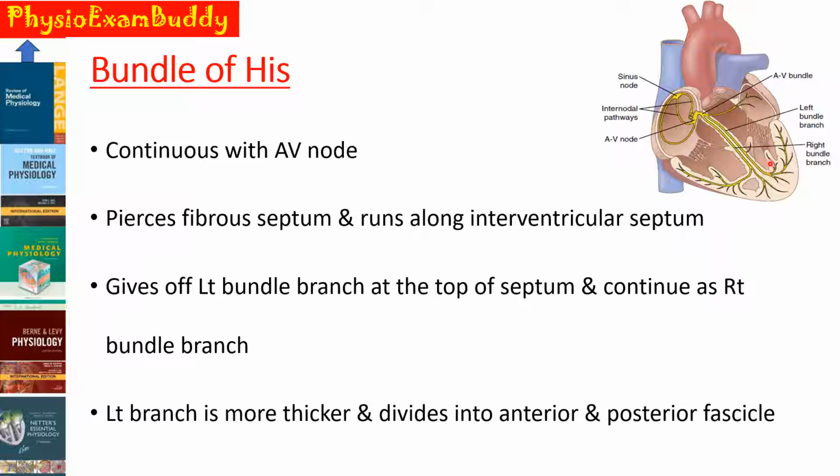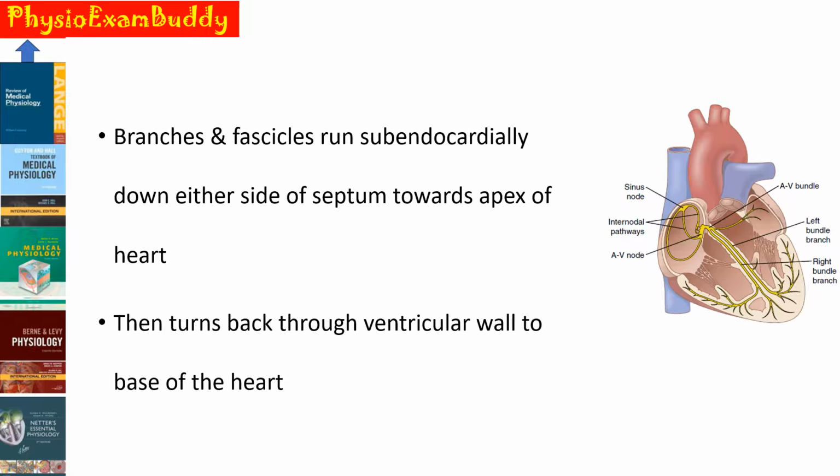The branches and the fascicles run subendocardially down on either side of the septum towards the apex of the heart, and then return through the ventricular wall to the base of the heart. So we can see here that the branches and the fascicles run subendocardially down either side of the septum towards the apex of the heart, and when it reaches the apex, it turns back through the ventricular wall to the base of the heart. This is the apex of the heart and this is the base of the heart.